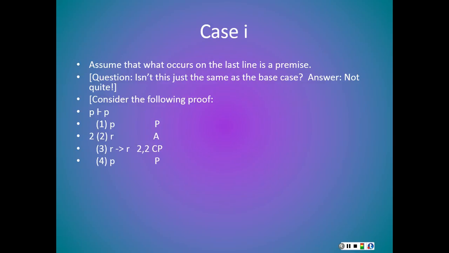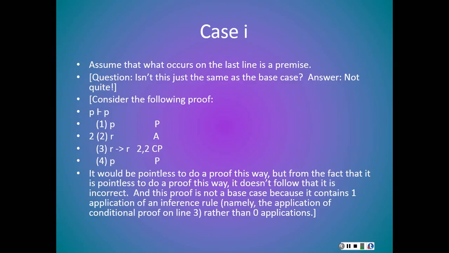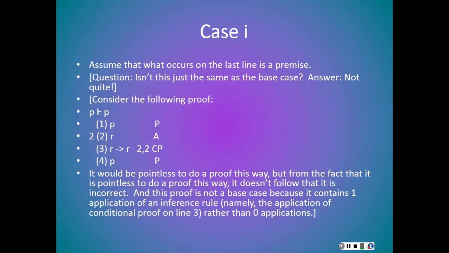Now this would be a pretty stupid way to do this proof. It's a pretty pointless way to do this proof. Lines 2 and 3 are completely useless. Nevertheless, the fact that this is a pointless way to do this proof does not entail that this is an incorrect way to do this proof. There's nothing incorrect about this proof, it's just not the sort of proof that it's really useful to do.